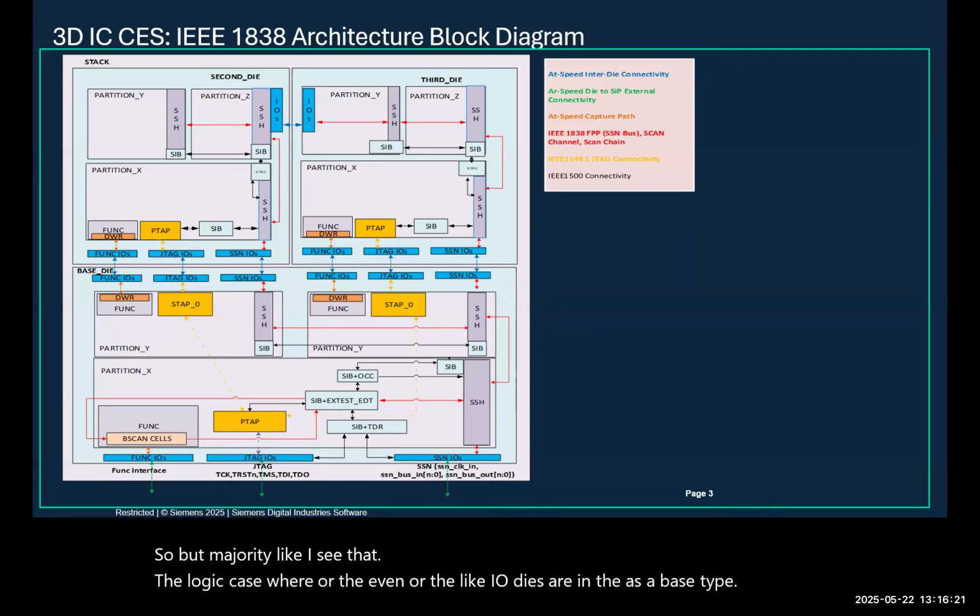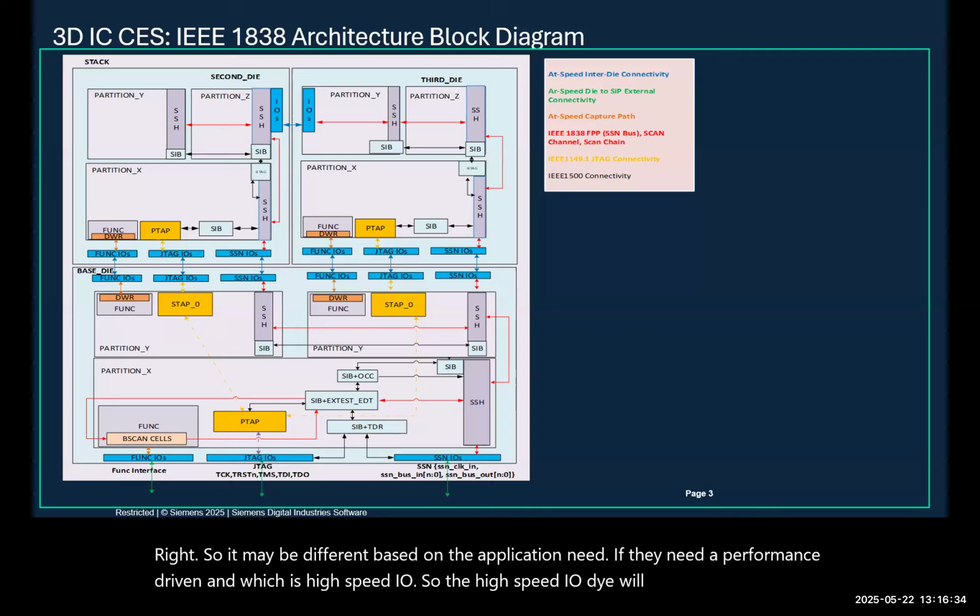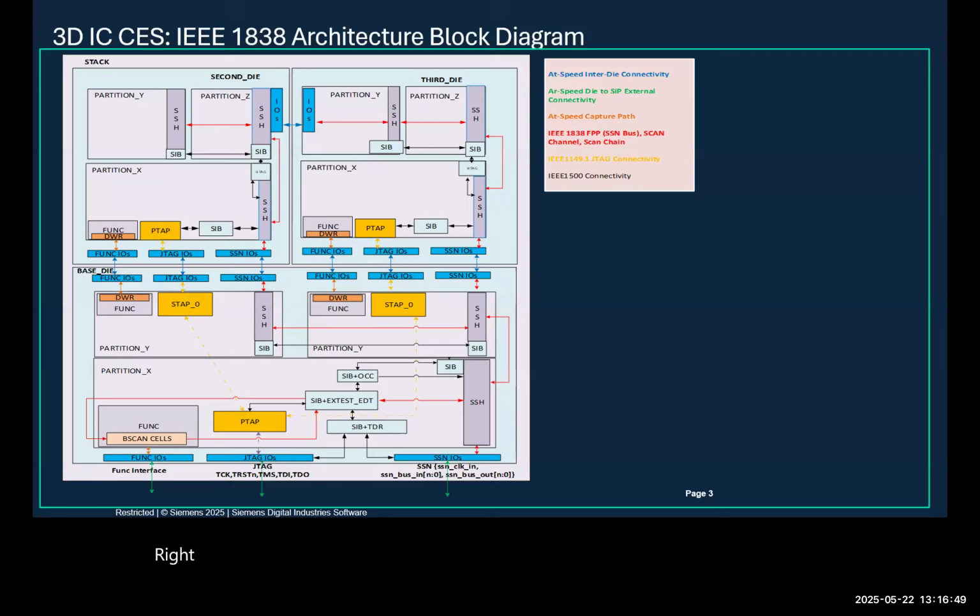Right, so it may be different based on the application need. If they need performance, which means high speed IO, then the high speed IO die will be the bottom die. And that bottom die would have its own controller that will figure out what to do with the HBM. Yeah, because only the bottom die has access to the package pads. The package pads are directly connected to the bottom die.